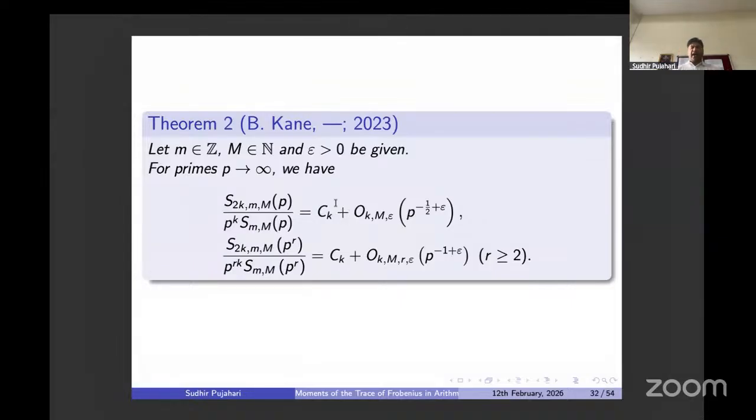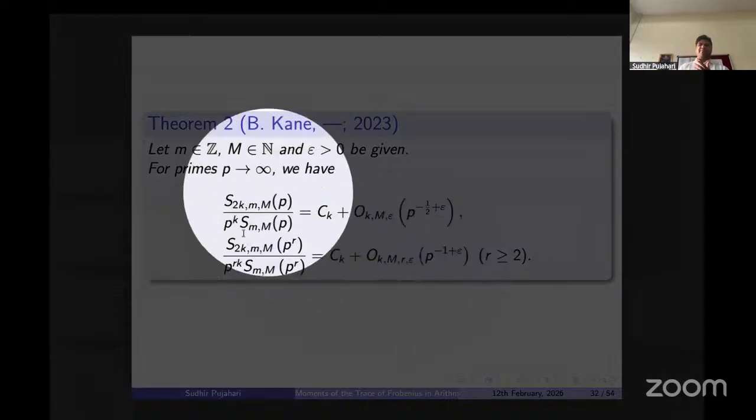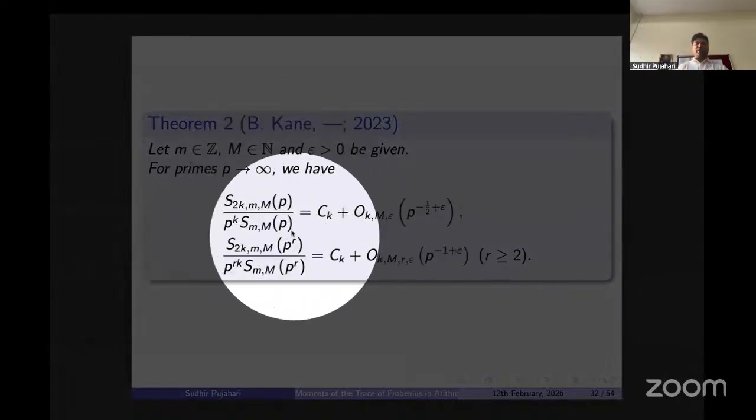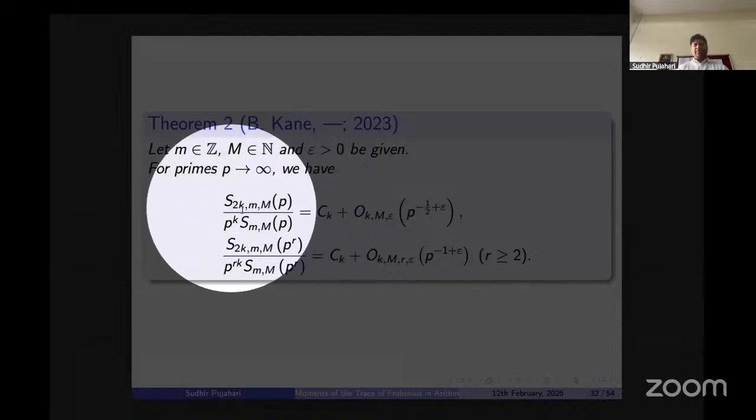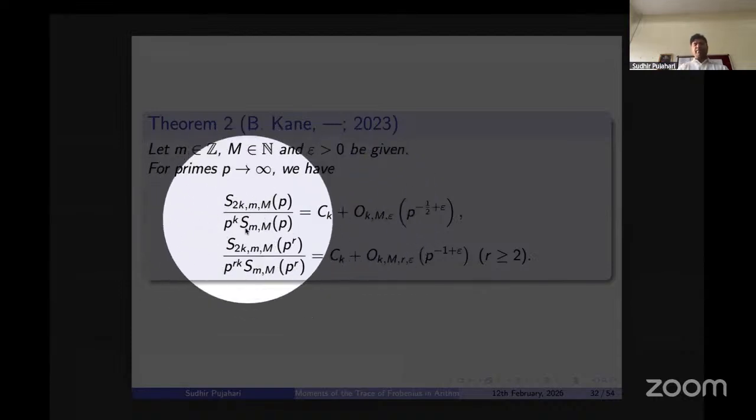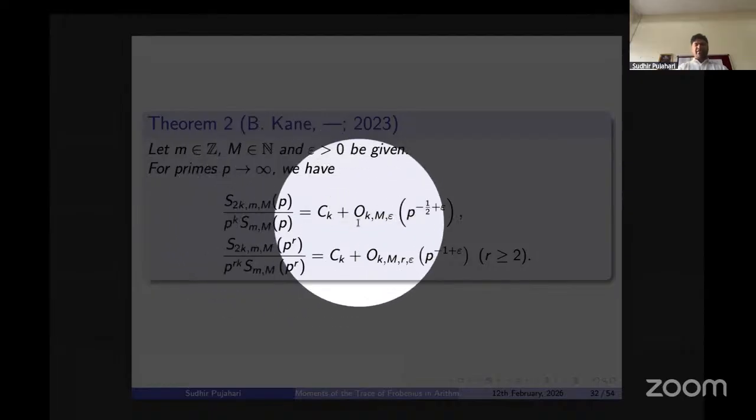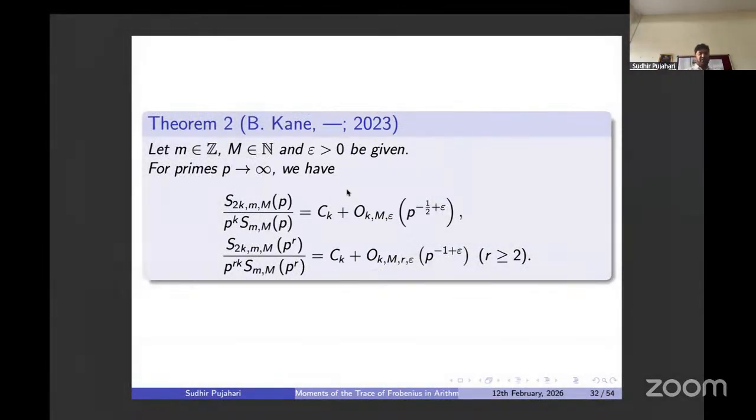Not only varying r, you can also vary the prime. Earlier, in what Birch was doing, r was fixed, r equal to 1. If you vary the prime, still the even moment, with the restriction of arithmetic progression, has the main term going to be the Catalan number. And we can take a hybrid statement, so that p plus r goes to infinity, and still the main term is going to be the Catalan number.